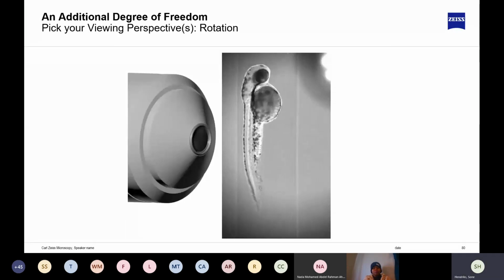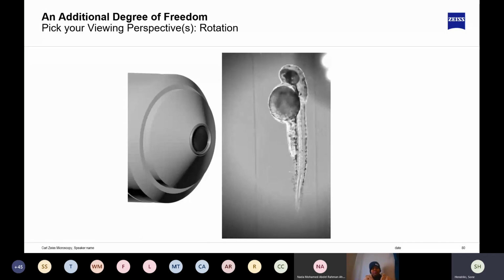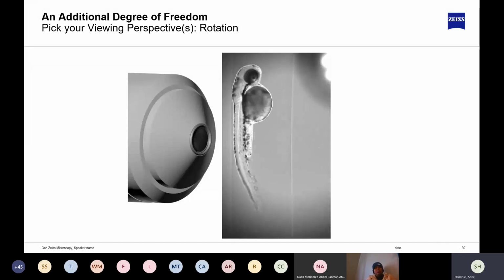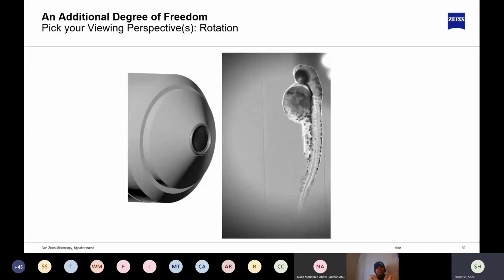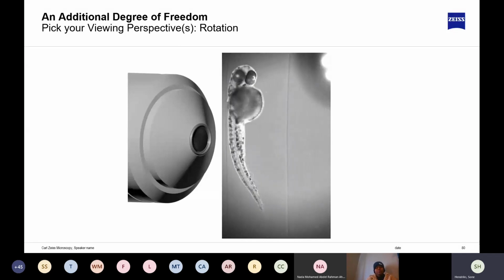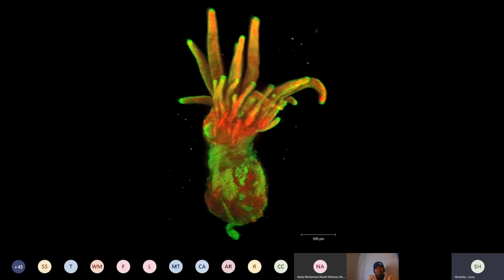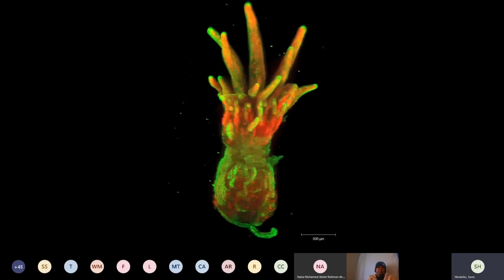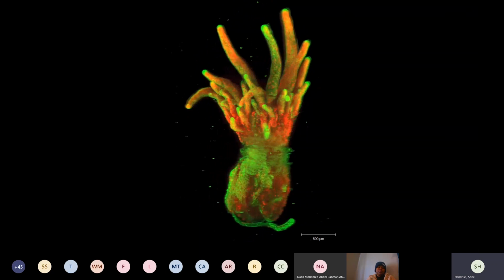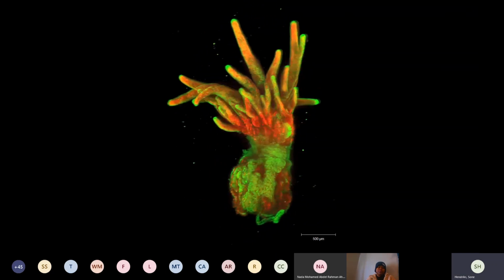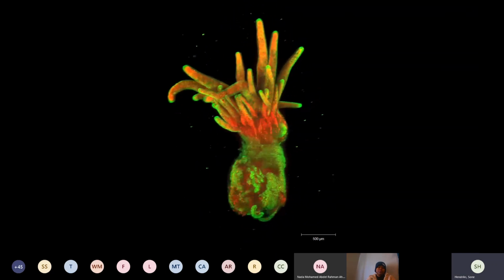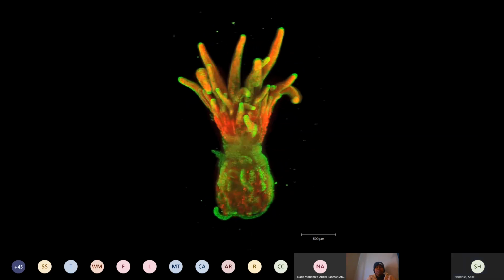Okay, I've mentioned that we could rotate the sample 360, which allows you to get multiple views and acquire a lot of data. Then I just have a couple of examples. This is a symbiotic marine anemone and emerging coral systems.